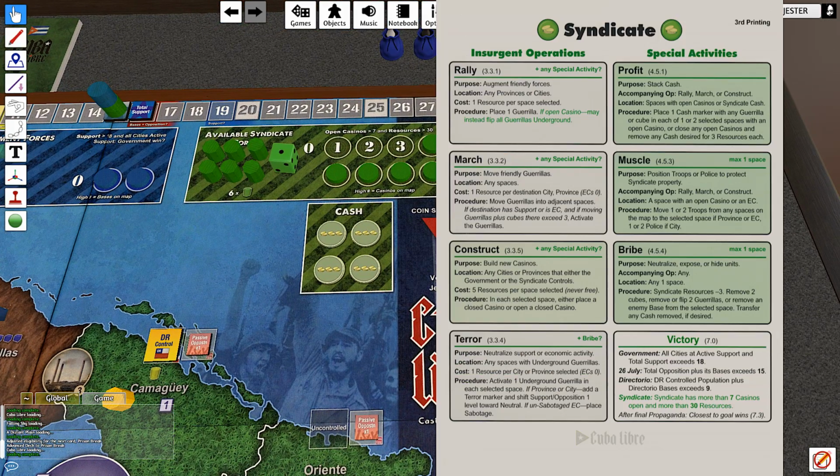Then usually most factions have 3. Some factions might only have 2 or 4, but I would say 99% of them have 3 special activities. And those are going to be your special cool things that you can do to manipulate the map or manipulate your opponents or manipulate what you can do really, really good. So profit is going to be able to stock cash, get money, get resources.